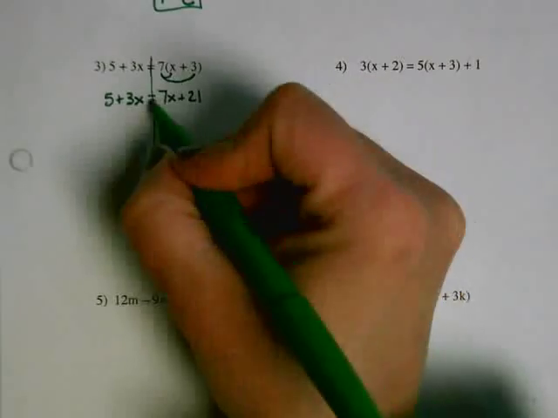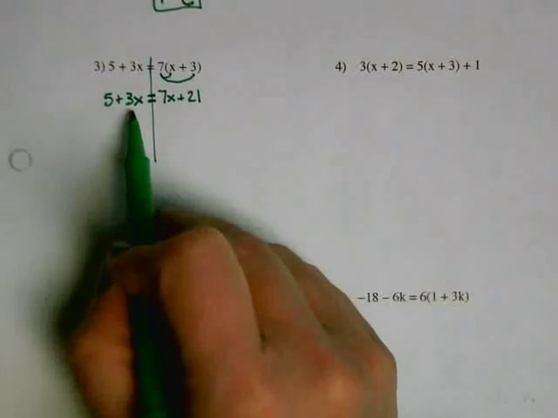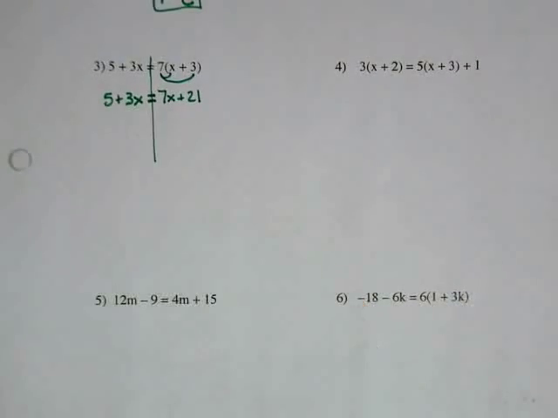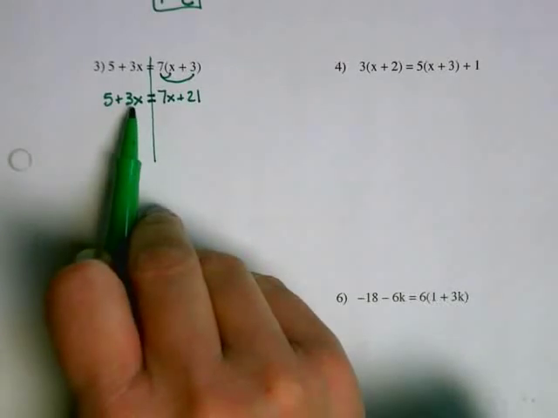No, there's no adding sign in between them. There's an equal sign. We can't combine those. So now my question is, I've got x's over here and x's over here. I need to get rid of some of them. Some of them have to go. So you can choose which ones you want to get rid of. Either way will work. I'm going to choose the 3x.